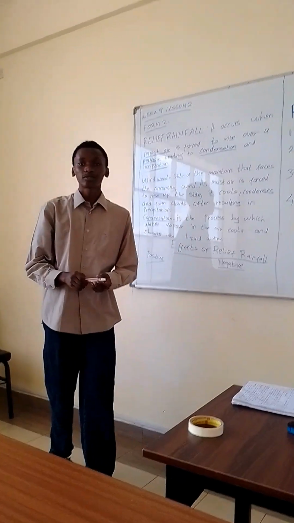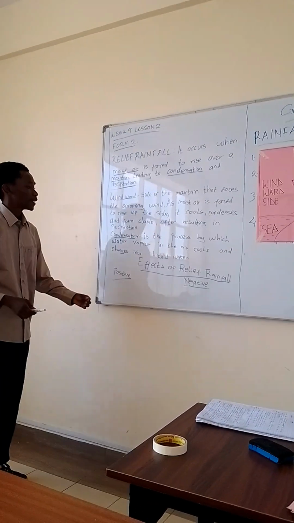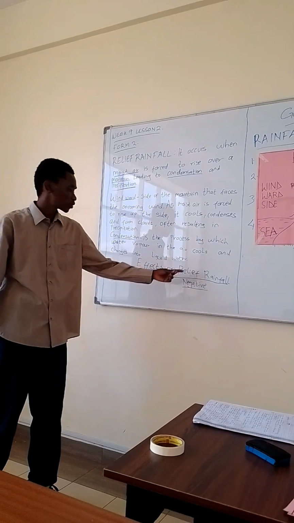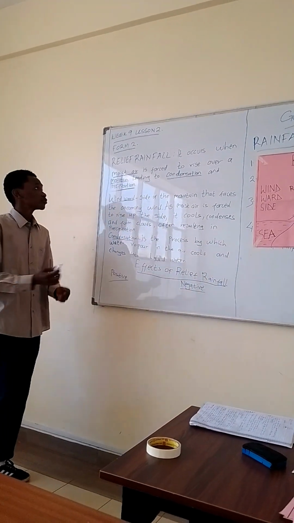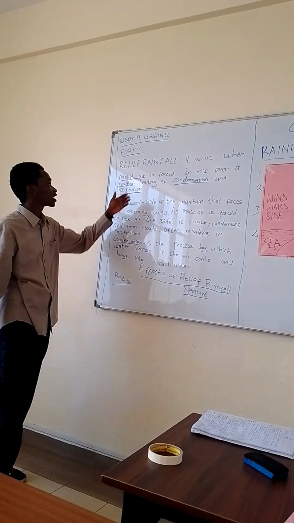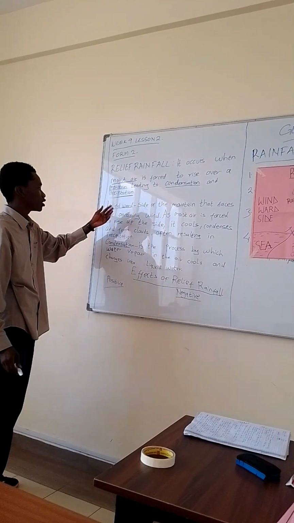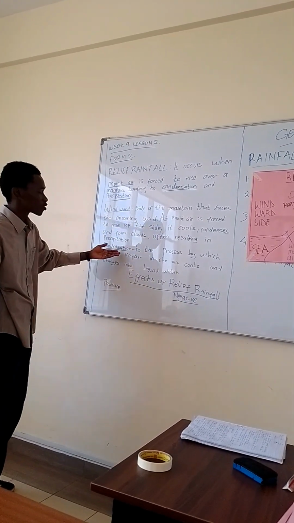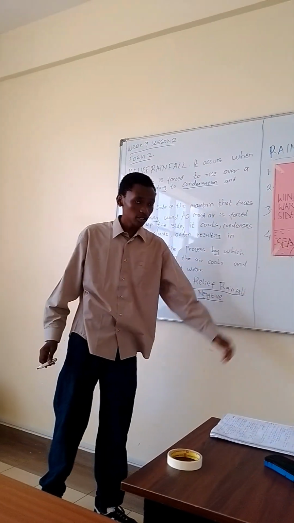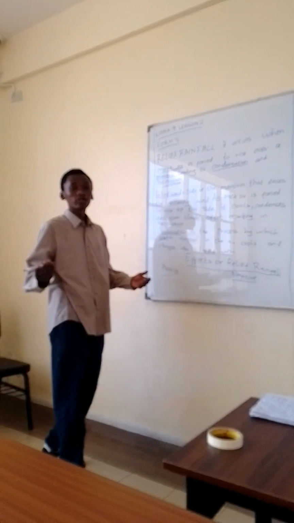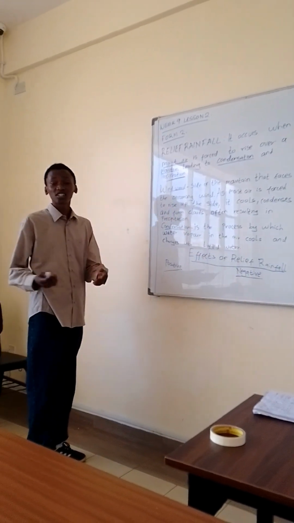So class, pay attention here. Before we first move to effects of relief rainfall, is there anyone with a question, maybe has not understood about relief rainfall, maybe about the windward or the condensation on the leeward side? So anyone with any question or maybe suggestion to make?